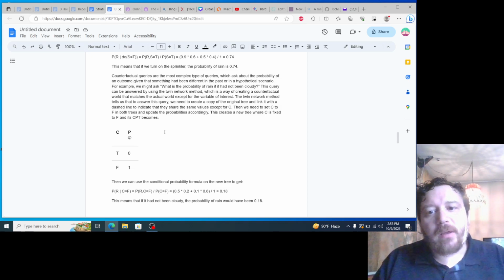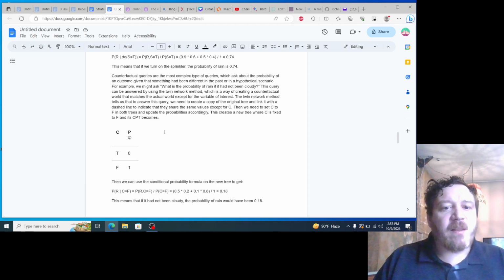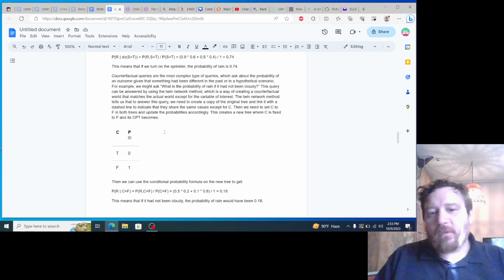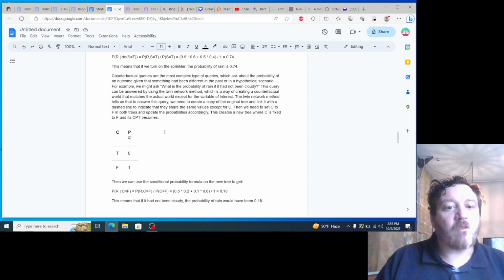This creates a new tree where C is fixed to F and its CPT becomes essentially the opposite of the true-false statement that we were looking at above, where it's now set to false if it's cloudy.